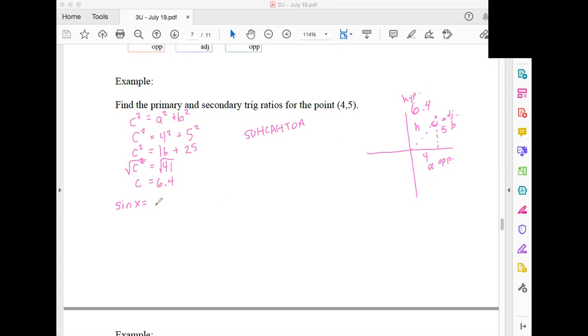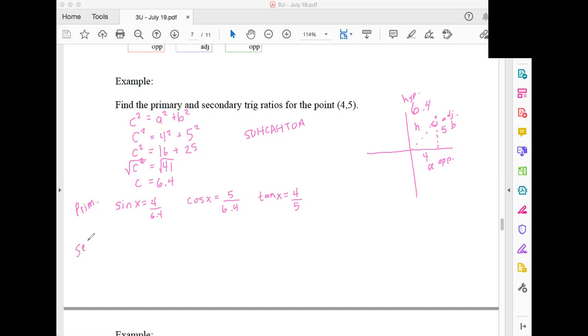Okay, so sine is our opposite, which is 4, over hypotenuse, which is 6.4. Cos is our adjacent, which is 5, over hypotenuse, which is 6.4. And then tan is our opposite, which is 4, over adjacent, which is 5. So those are our primary ones. That's what we saw earlier today.